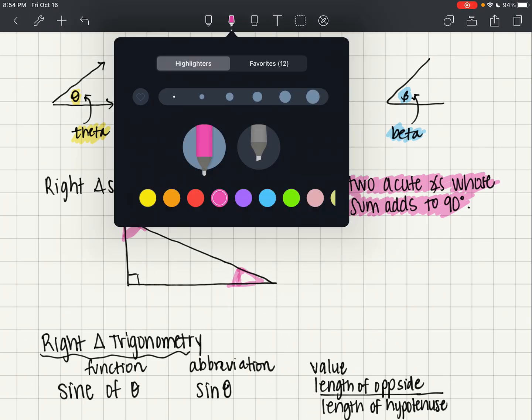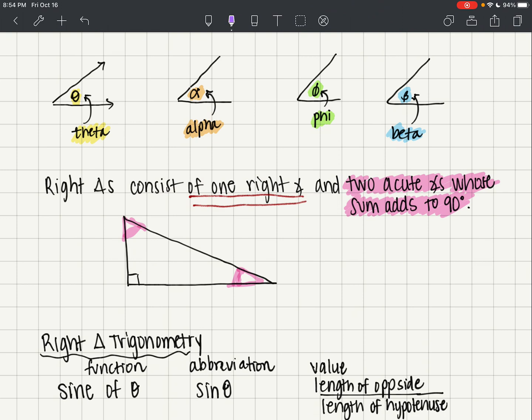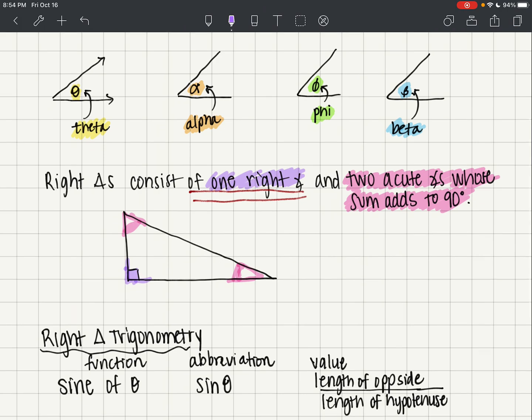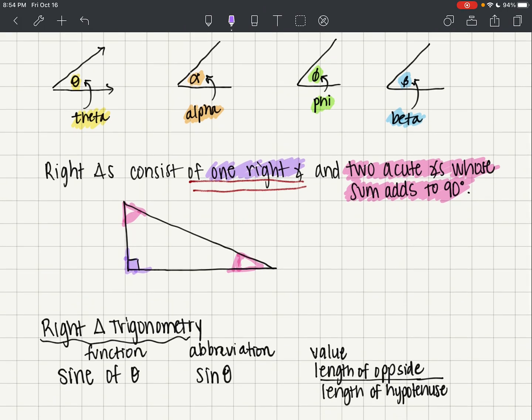And then our one right angle, the one right angle is this angle right here. And it's going to be the largest angle. The two acute angles, obviously, each one of those will measure less than 90 degrees, and then the right angle will be exactly 90 degrees.